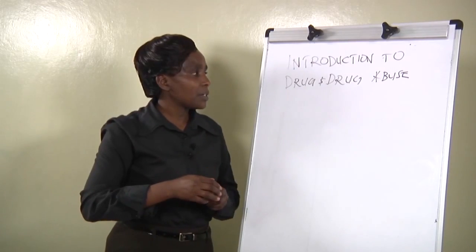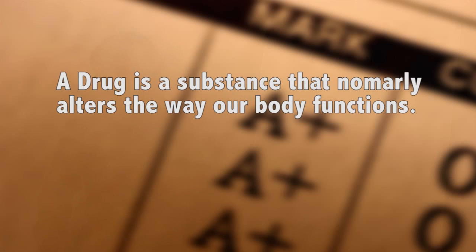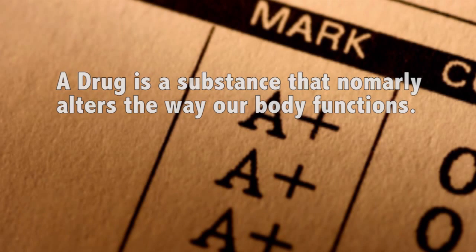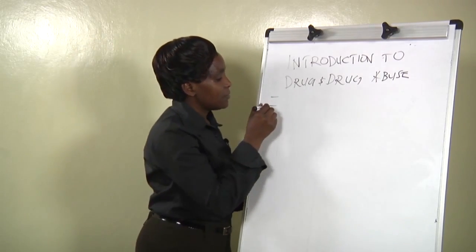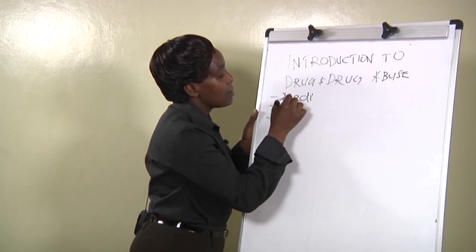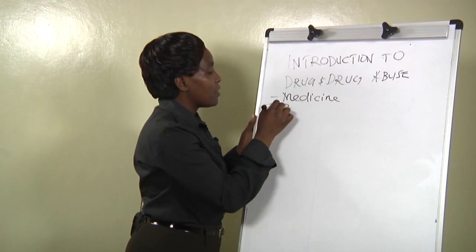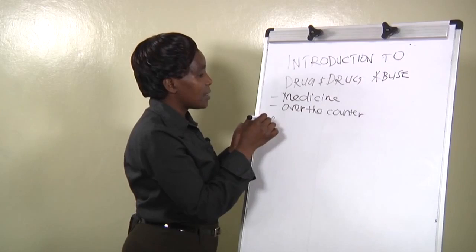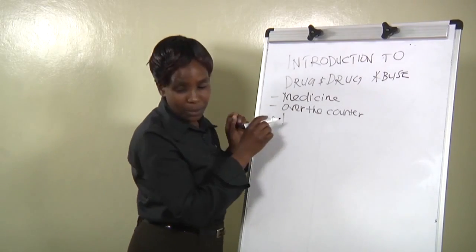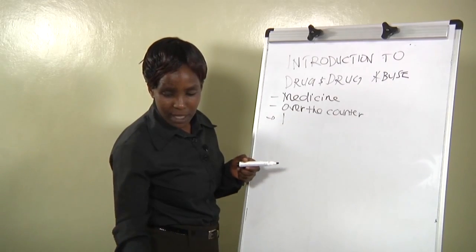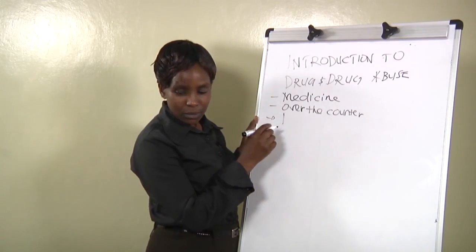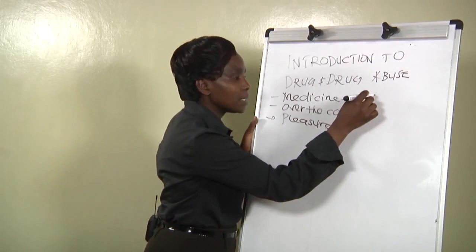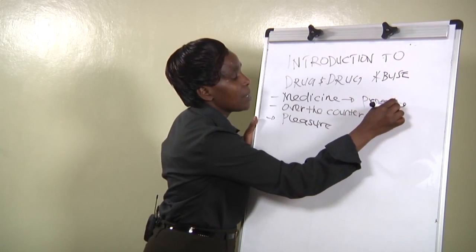Now we were able to define what is a drug, a substance that normally alters the way our body functions. And we said that at one point, each one of us, maybe we have used it. And we were able to categorize the different categories. We have medicine, we have over-the-counter, and the other one is drugs taken for pressure, the ones taken just because of peer pressure. So the medicines are the ones which are prescribed by a doctor.